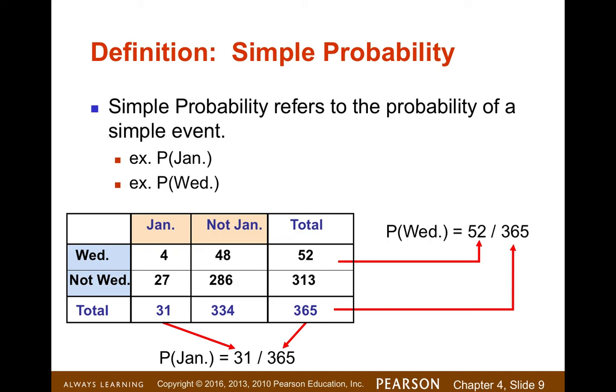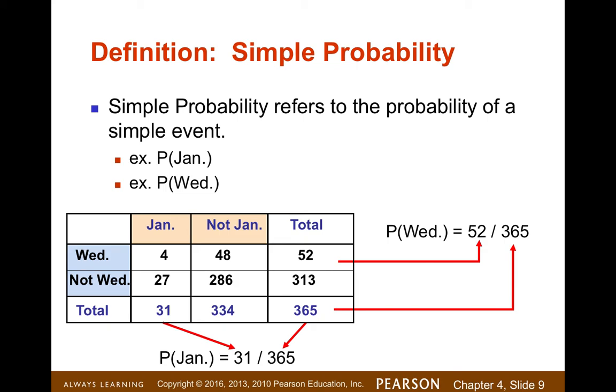So the probability here, now notice the notation they've used at the first red bullet. P of January means what is the probability of being in January. Well, you can see at the very bottom that if we look at the column under January, we have 4 Wednesday and 27 not Wednesday, 31 total. So the probability of being in January would be 31 out of the 365.